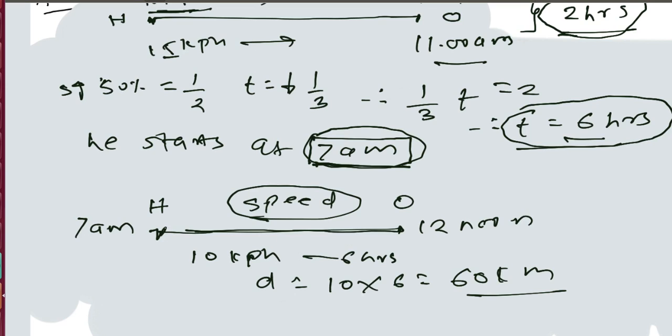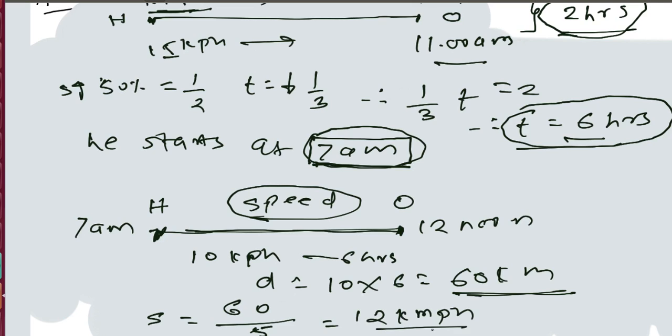Now what we are asked is, he is supposed to reach at 12 noon. Starting at 7 a.m., he is supposed to reach at 12 noon. So that means 5 hours. He has to cover 60 kilometers in 5 hours. So the speed is nothing but distance upon time. Distance is 60 and time is 5 hours. So 12 kmph. He must travel with a speed of 12 km per hour in order to reach the office at 12 noon, right?